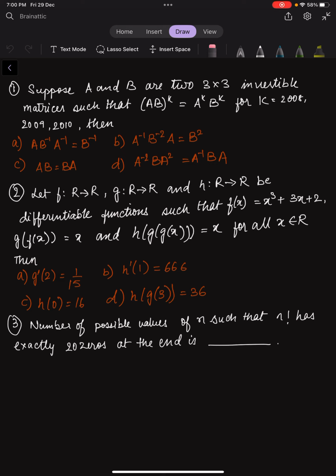In the second question we have: let f be a function from R to R, g be a function from R to R and h be a function from R to R, be differentiable functions such that f(x) is equal to x cubed plus 3x plus 2, g(f(x)) is equal to x and h(g(g(x))) is equal to x for all x belonging to R. Then, option A, g dash 2 is equal to 1 by 15. Option B, h dash 1 is equal to 666. Option C, h(0) is equal to 16 and option D, h(g(3)) is equal to 36.